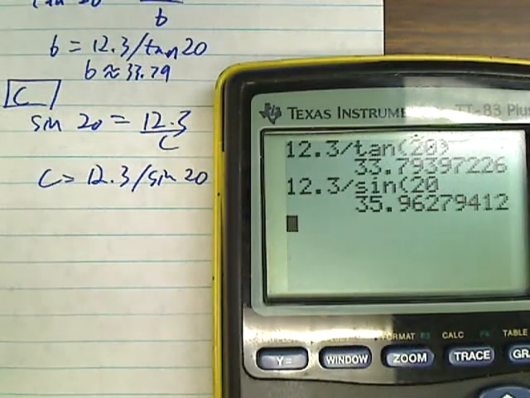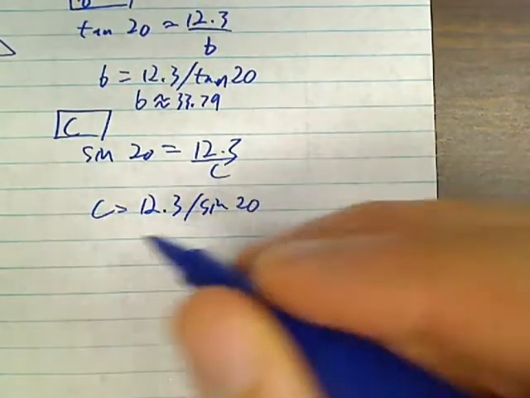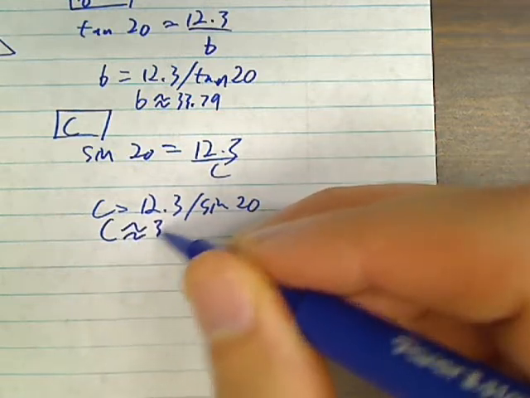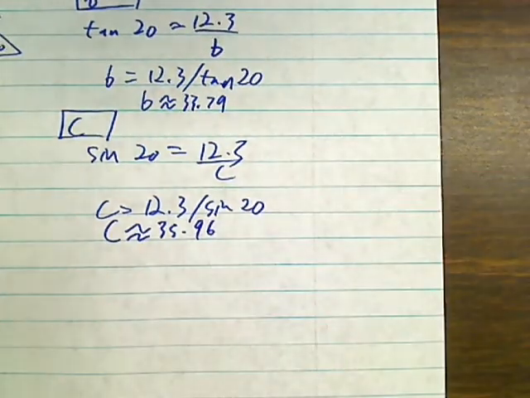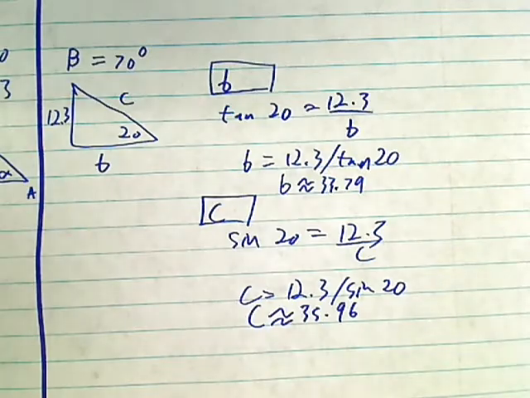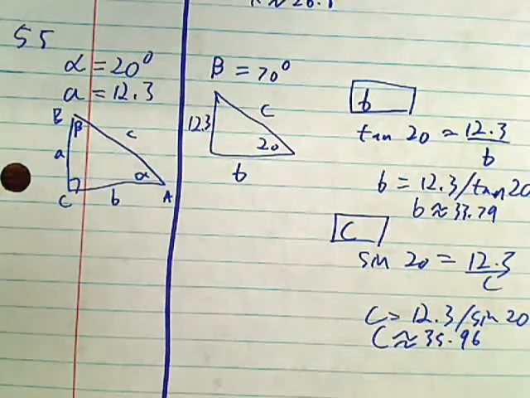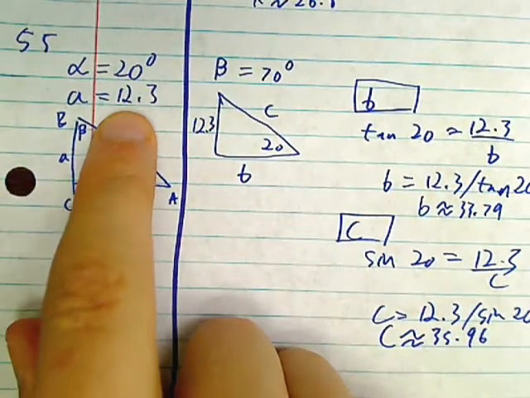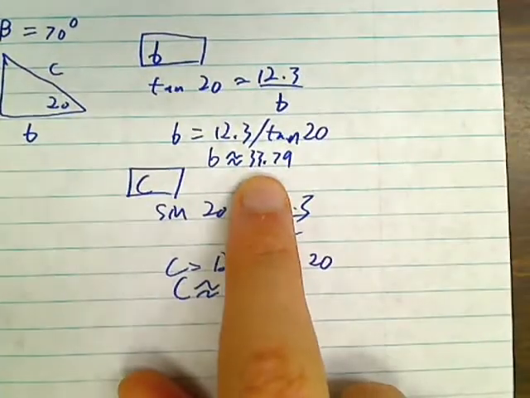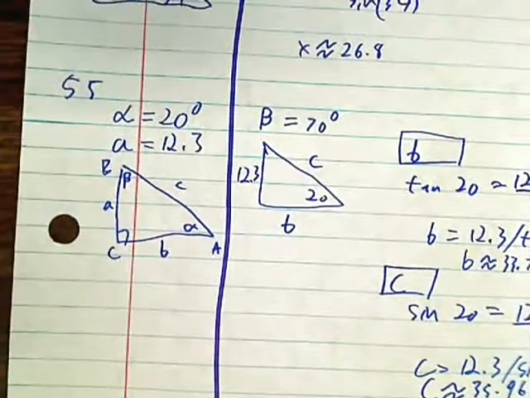gives me 35.96. There you go. So now I know everything about this triangle. I know both the angles, alpha and beta, are 20 degrees and 70 degrees, and I know all three sides. I know side A is 12.3, side B is 33.79, and side C is 35.96. So I know all that stuff.